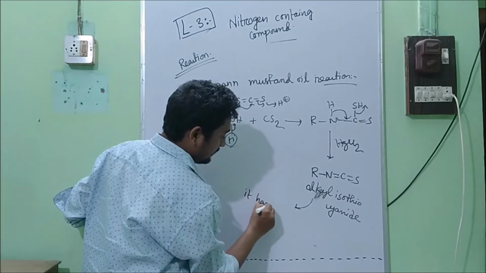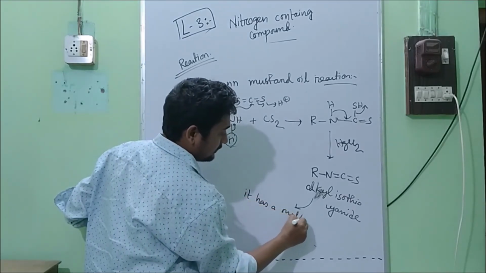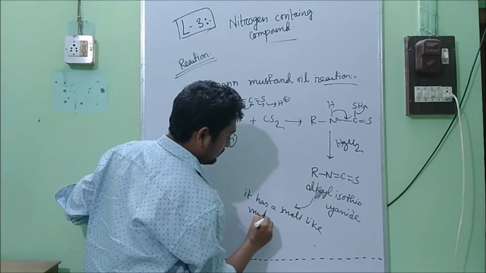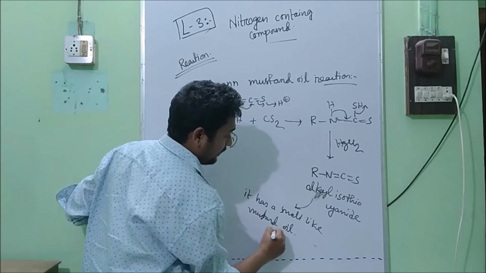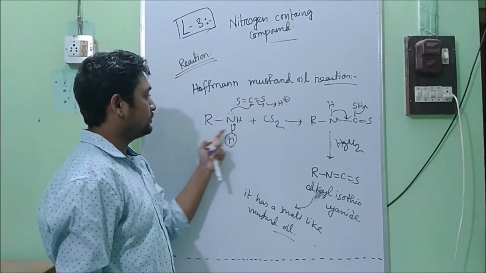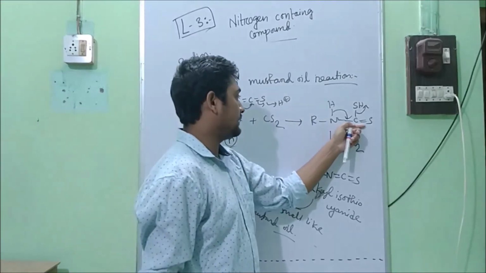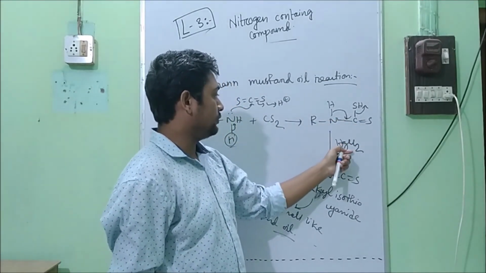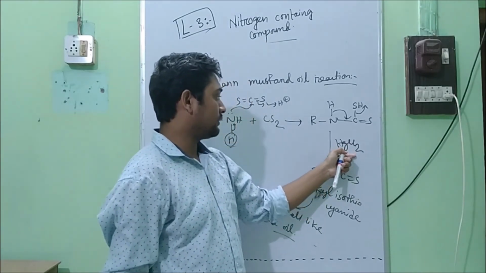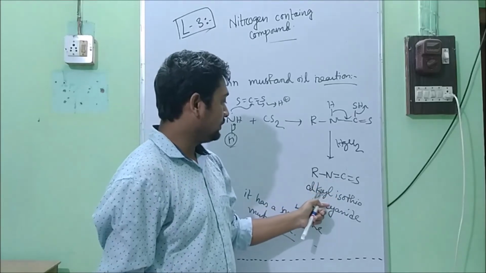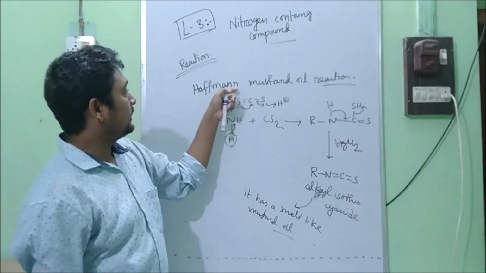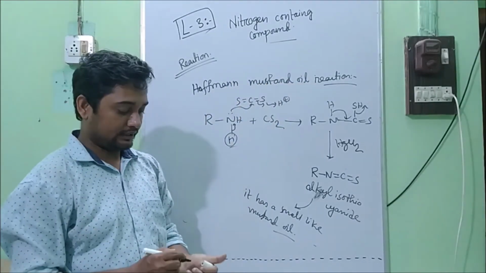It has a smell like mustard oil. So this is the mustard oil reaction. On reaction with carbon disulfide, it will produce such a compound. Then if we use mercuric chloride, it will convert into alkyl isothiocyanate, and its smell is like mustard oil. That's why the reaction is named the mustard oil reaction.